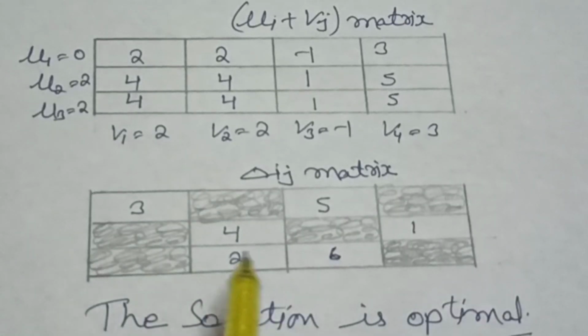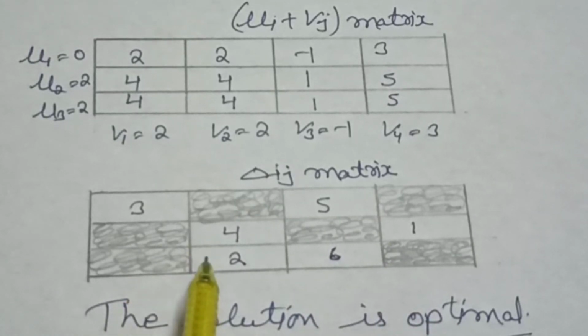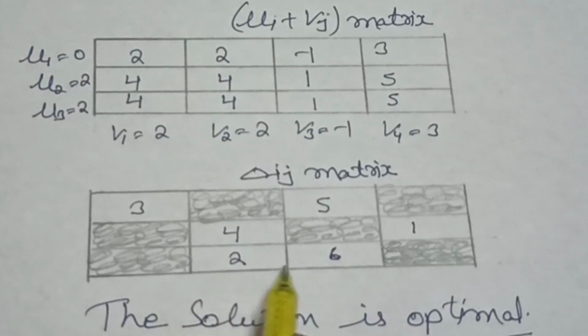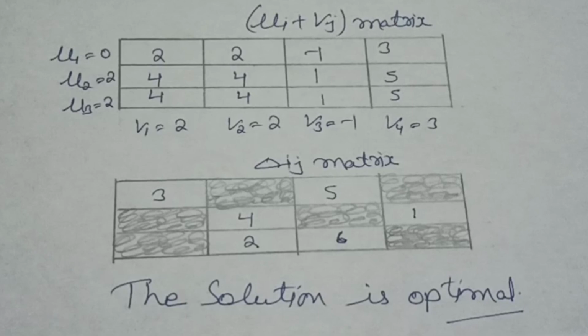So you can see we have calculated this matrix and we have all positive values in this matrix. So we can say our solution is optimal, because if we have one or more negative values, then we can't say our solution is optimal. But now we have got all positive values, so we can say our solution is optimal. So our sum completes here.